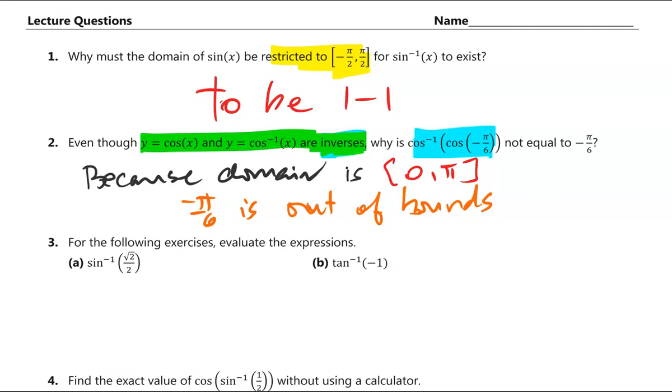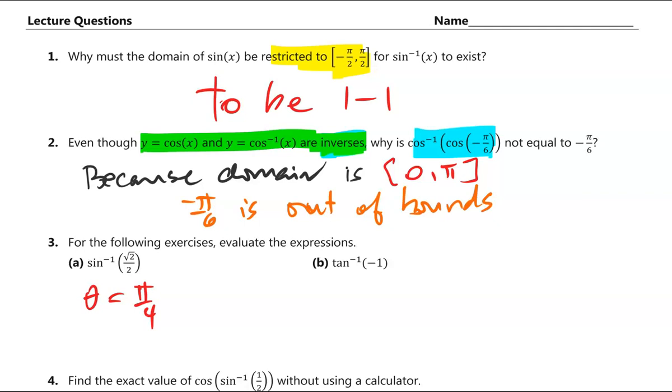Okay, so is the number 3. For the following exercises, evaluate the expressions. Inverse sine of square root of 2 over 2. So square root of 2 over 2, yes, that is pi over 4.